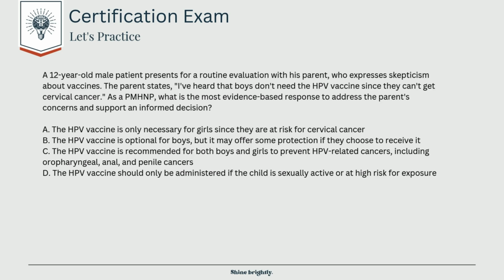Option A: the HPV vaccine is only necessary for girls since they are at risk for cervical cancer. Option B: the HPV vaccine is optional for boys, but it may offer some protection if they choose to receive it. Option C: the HPV vaccine is recommended for both boys and girls to prevent HPV-related cancers, including anal, penile, and oropharyngeal cancers. D: the HPV vaccine should only be administered if the child is sexually active or at high risk for exposure.